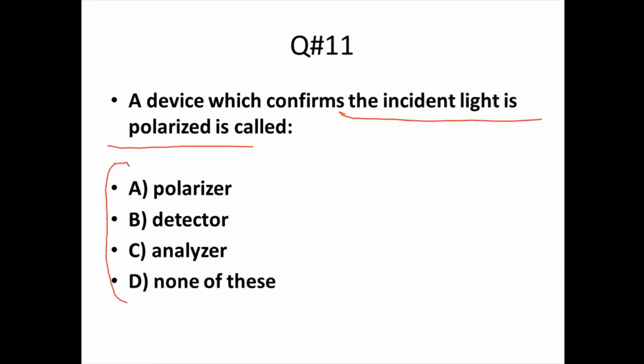Options are polarizer, detector, analyzer, and none of these. The right option is C, analyzer. Analyzer is used for the confirmation of the light, either it is polarized or not. The right option is C.